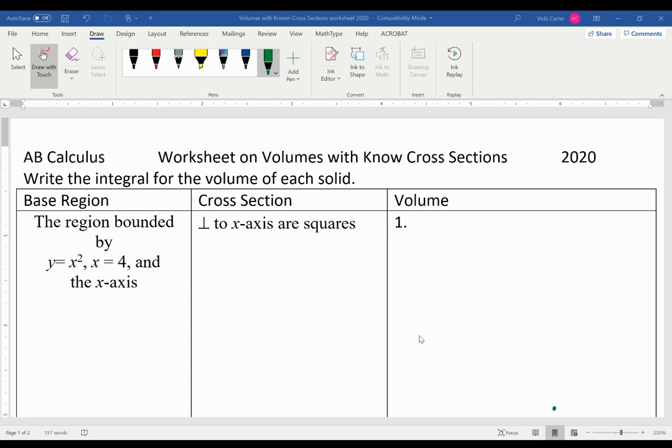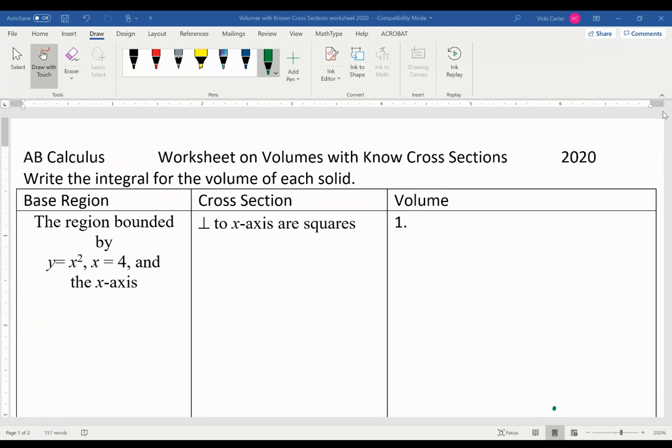We're going to look at a worksheet that I came up with that has some volume with known cross sections problems. All of the cross sections are going to be perpendicular to the x-axis. When we finish this video, you're going to have some Delta Math problems to work.